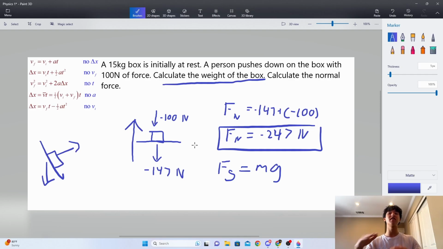The normal force is opposing the downward force, right? It goes up. It's the earth pushing force into the object. The earth, right? It's feeling negative 247 newtons of force. That's why it's opposing that much force, if that makes sense.